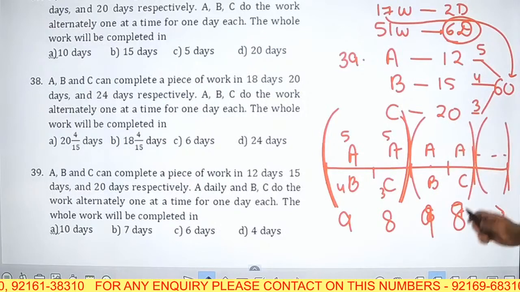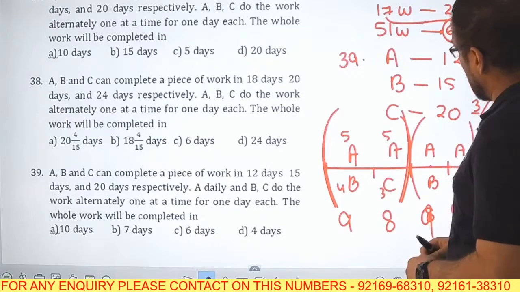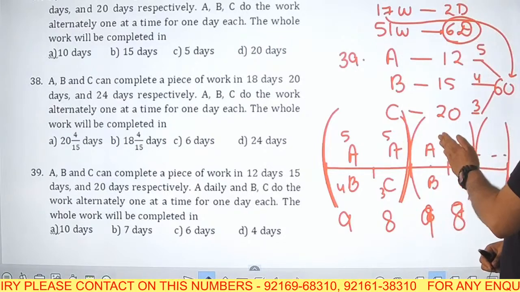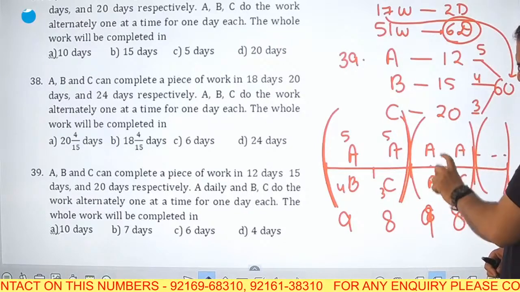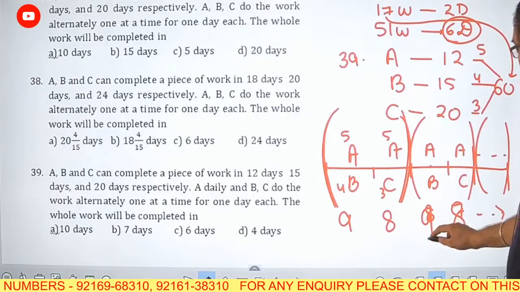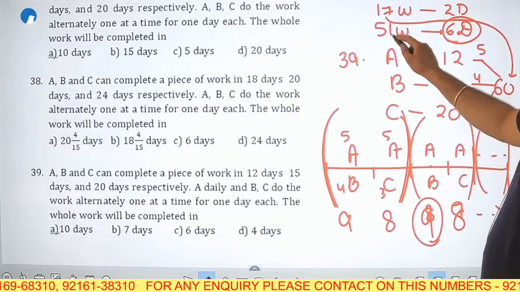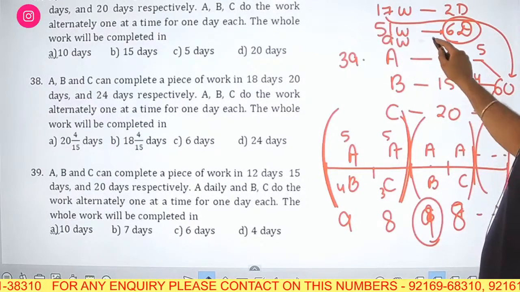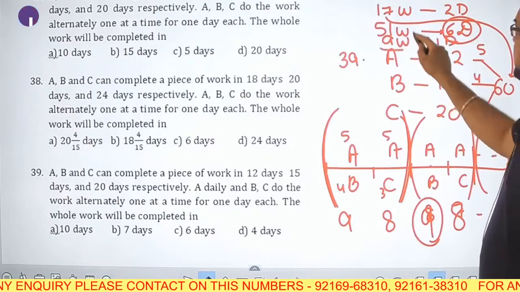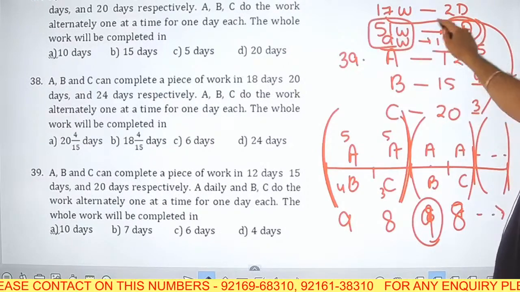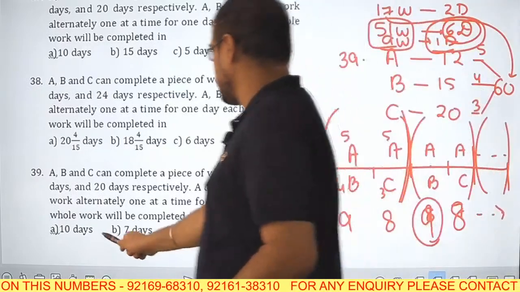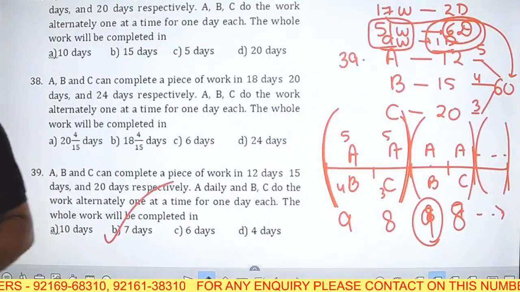After this cycle gets complete, the persons working will be A and B together again. So they will complete 9 work in 1 day. So the total work of 60 gets completed in how many days? 6 plus 1 is 7 days they will complete the work. So the answer will be, bache, 7 is the right answer.